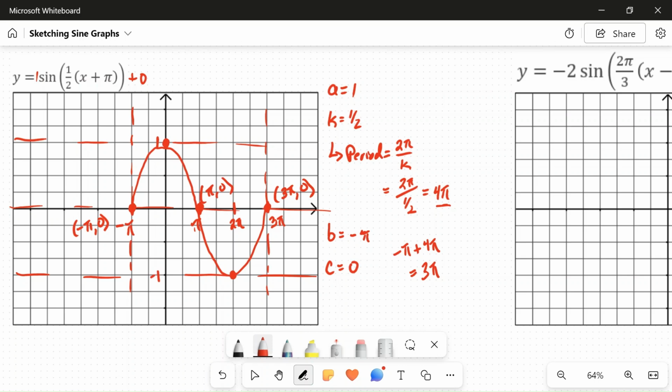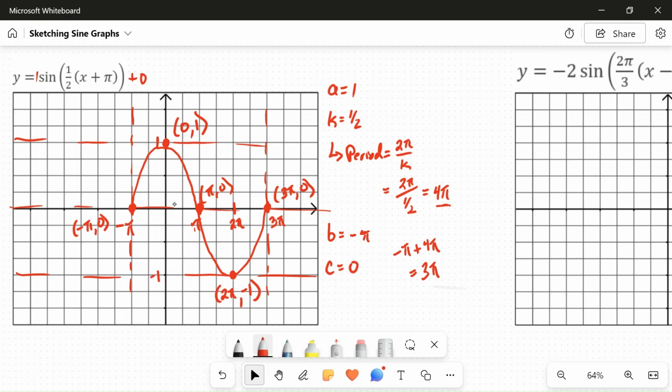And between negative pi, 0 and positive pi, 0 is our maximum. So that's actually 0 in the x direction and 1 in the y direction. And then our minimum is halfway between pi and 3 pi, so that would be at 2 pi, and that's going to be 2 pi and negative 1. So those are the 5 main points: where it hits the midline or the x-axis, where we have our maximum value, and our minimum value.